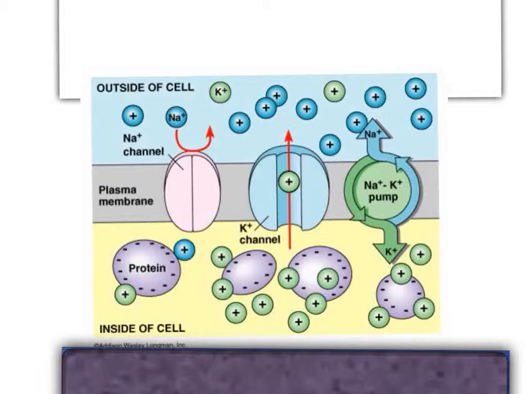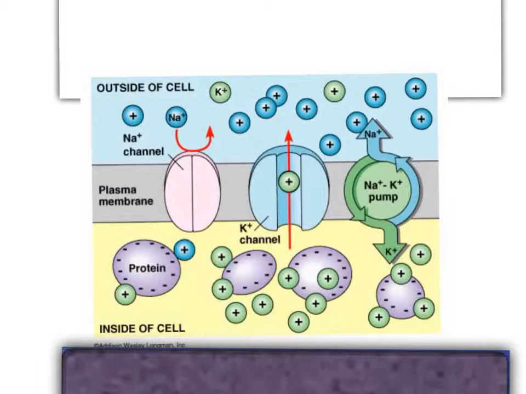So that results in some positive charge outside the cell with respect to inside. Far more positive charge out here than inside. To the extent that there is about a charge of between minus 60 and 70 millivolts inside the cell with respect to being outside the cell in terms of a potential difference.